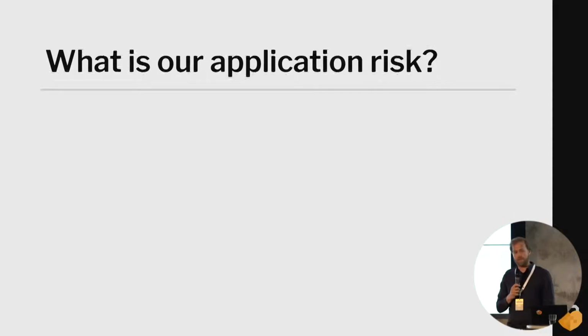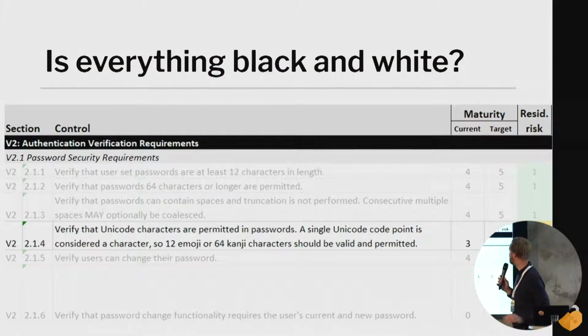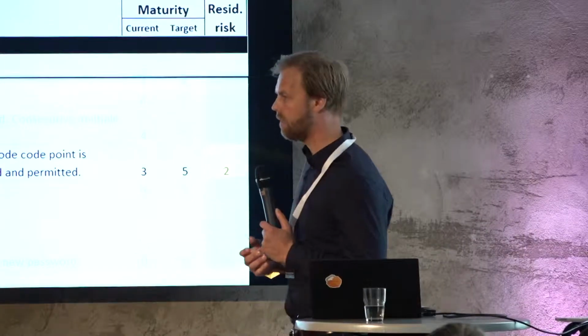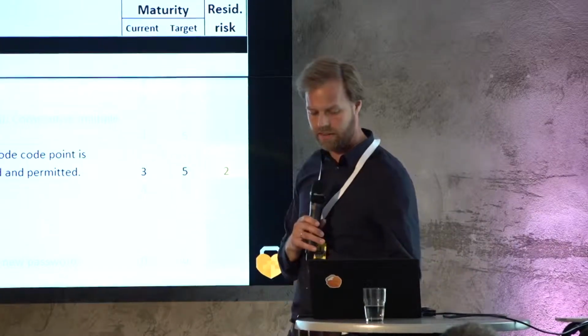So, talking about numbers, what is our application risk? What is it? It's 380, at least the 5th of May, out of 1,059. How do we get there? Well, you see we have these numbers here. If we add up all the target numbers, that's the grand total of where we want to be. And if we are at our target level, and we can defend that target level as a secure level for us, for our risk profile, then we have a secure application. And then all the remainders, that's where we have a residual risk here.